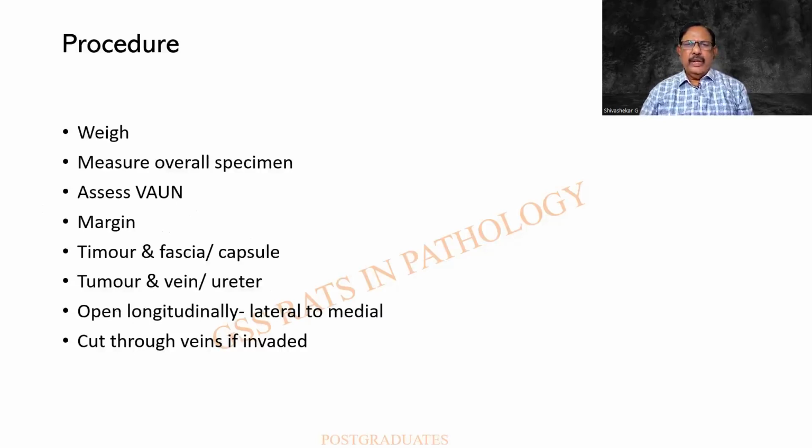And the veins will have to be cut longitudinally if you suspect a thrombus or an invasion by the tumor. Even otherwise, a cut surface or a cross section can be taken from the ureter, artery, vein, etc. and all can be mounted en bloc.